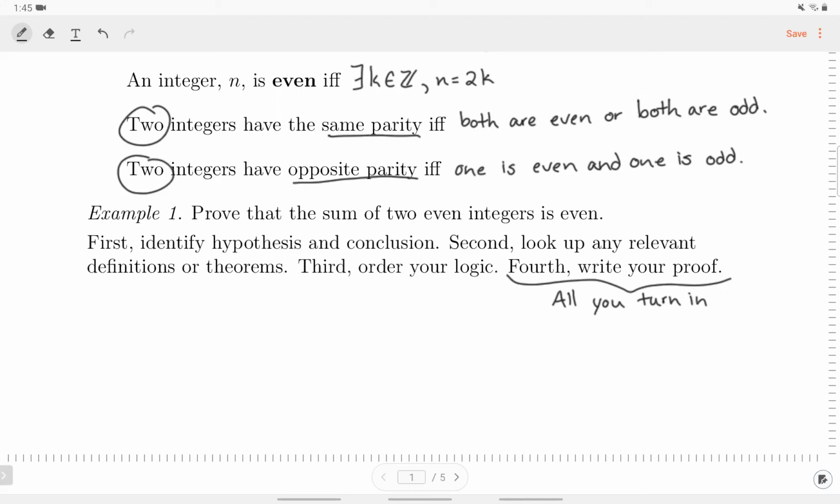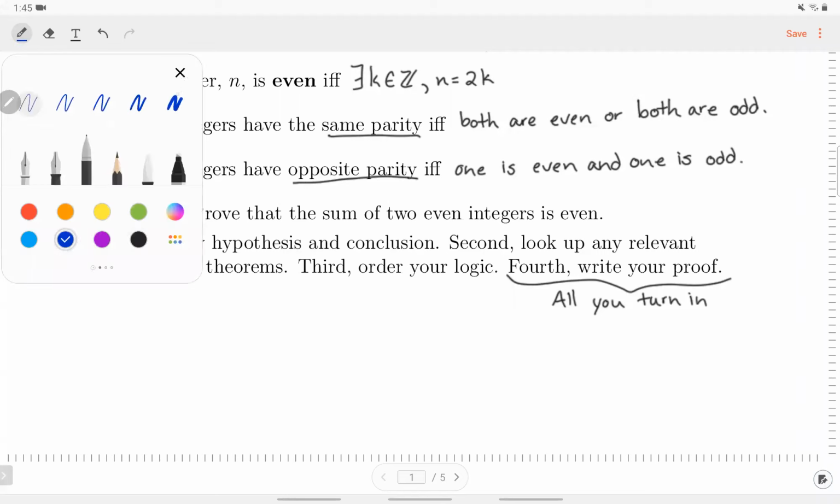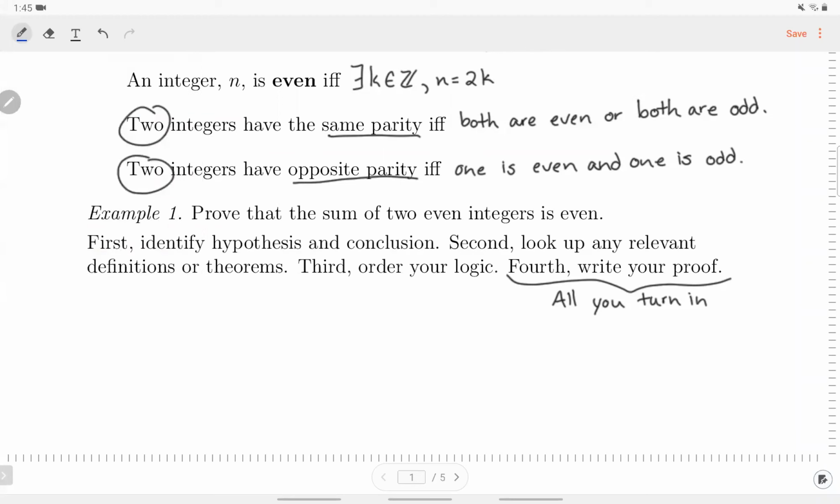Okay. So here we go. I need to get this sentence to an if-then statement. So I look at it: prove that the sum of two even integers is even. So what we're saying is, if A and B in the integers are even, then A plus B is even. That's what the statement's saying. If I have two even integers, when I add them, then it's even.